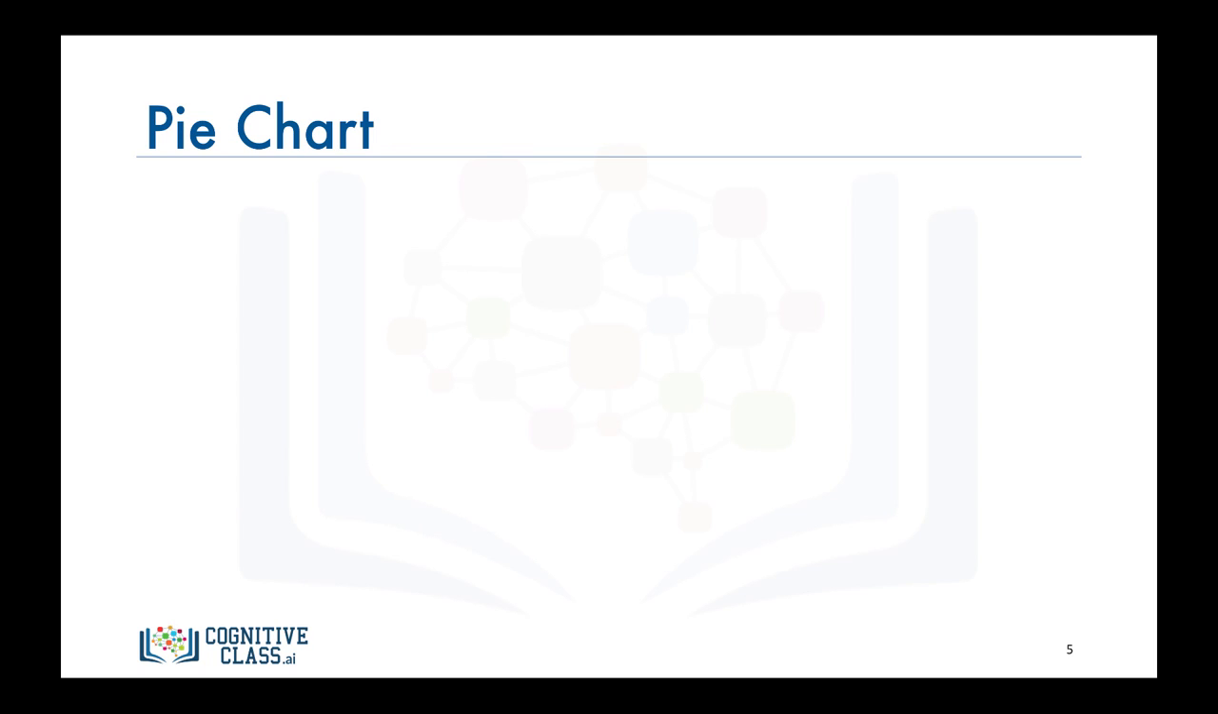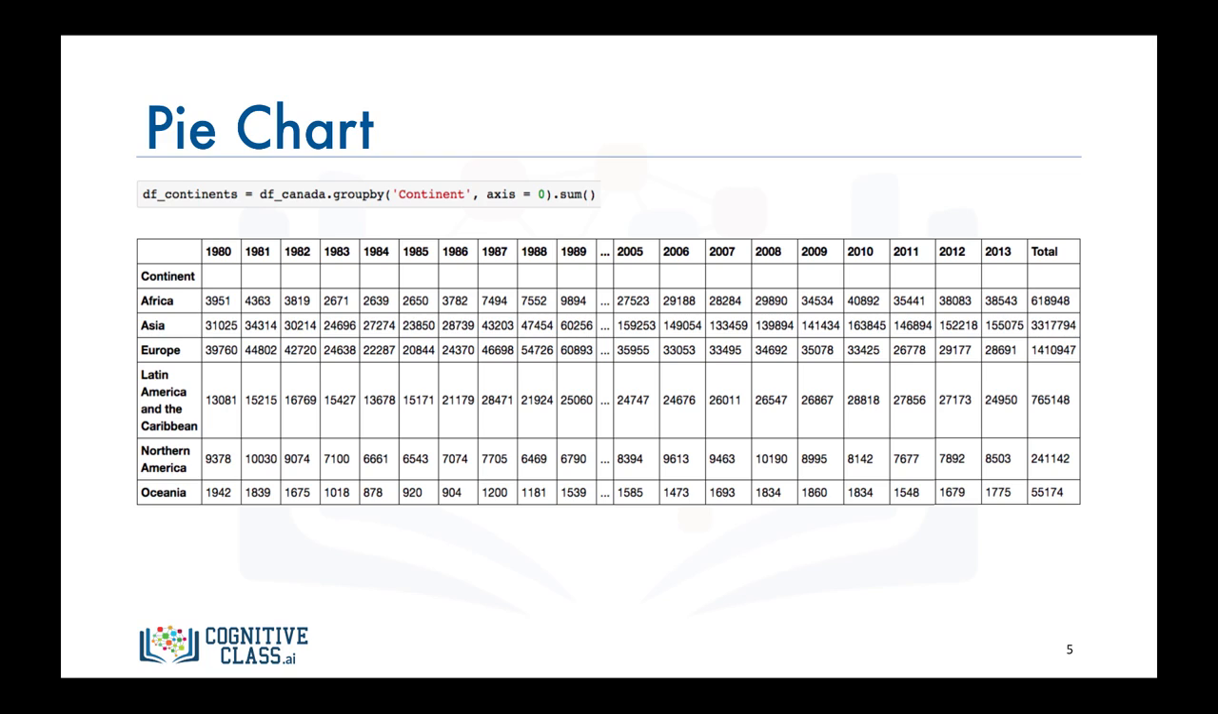So now that we know how our data is stored in the data frame df_Canada, say we're interested in visualizing a breakdown of immigration to Canada continent-wise. The first step is to group our data by continent using the continent column, and we use pandas for this. We call the pandas group by function on df_Canada, and we sum the number of immigrants from the countries that belong to the same continent. Here is the resulting data frame, and let's name it df_continents.